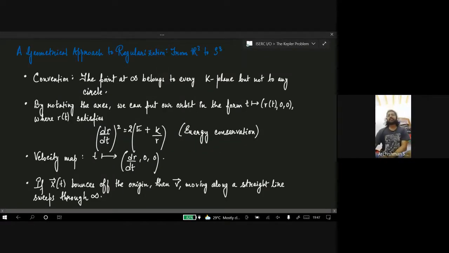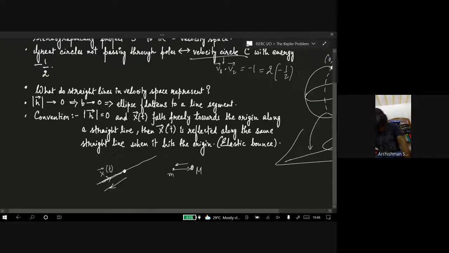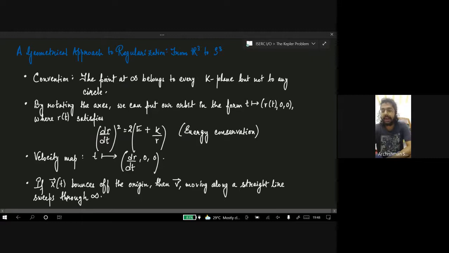And then, as I mentioned, another convention is that the point at infinity belongs to every k-plane, but does not belong to any circle. And so what you can do is, if you rotate the axis, you can put the orbit in the form t goes to (r(t), 0, 0), where I am saying that this particular straight line is oriented along the x-axis. Now r(t) has to satisfy this particular differential equation, which you actually get by conservation of energy.